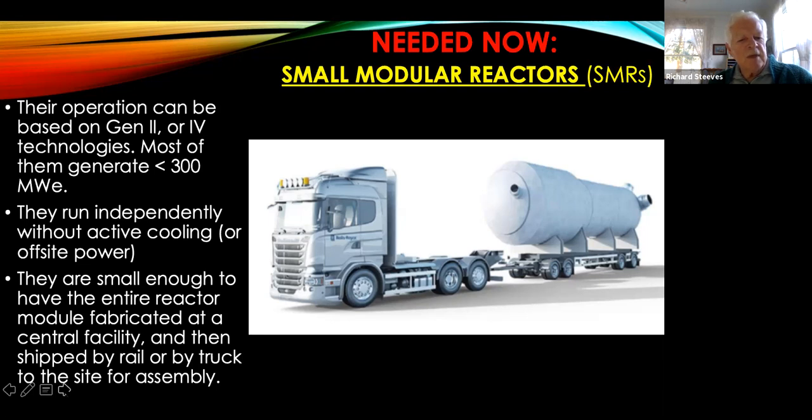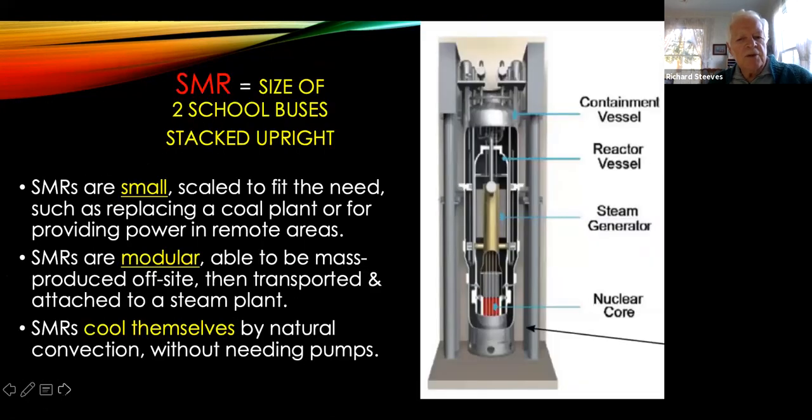The key thing is that they can run independently without active cooling or any offsite power, and they're small enough to have the entire reactor module fabricated at a central facility. By doing that and having them shipped by rail or truck to the site of assembly, you can reduce costs and assembly time considerably. So that's a huge advantage.